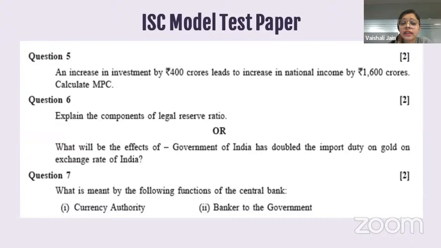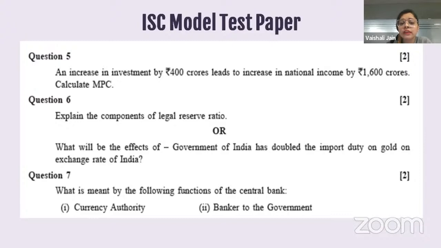Then we have an increase in investment by rupees 400 crores leads to increase in national income by 1600. Calculate MPC. So that's a numerical. All the children know the formula of MPC. The children know the formula of multiplier. The children know all the formulas. Then we can calculate accordingly.